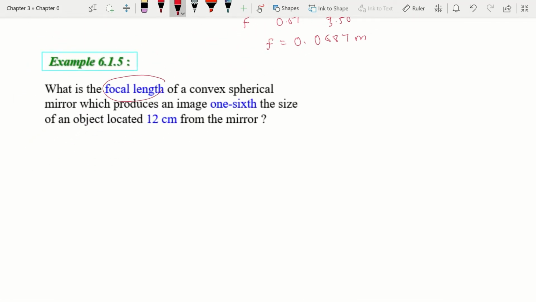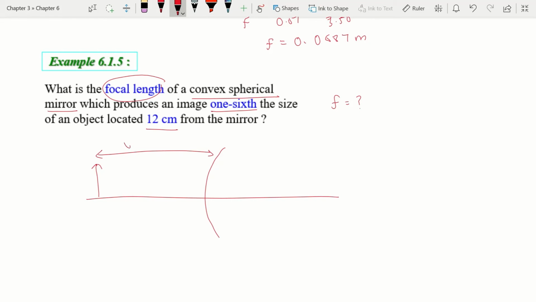Now next, example 6.15. What is the focal length of a convex spherical mirror which produces an image 1/6 the size of an object located 12 cm from the mirror? First of all, I love it when you draw it first because you can see it better. So we have a convex mirror, and the question asks us to look for the focal length. We have an object located 12 cm from the mirror, so the object distance here is 12 centimeters. This is my object. The question says the magnification is 1/6 of the size of the object.